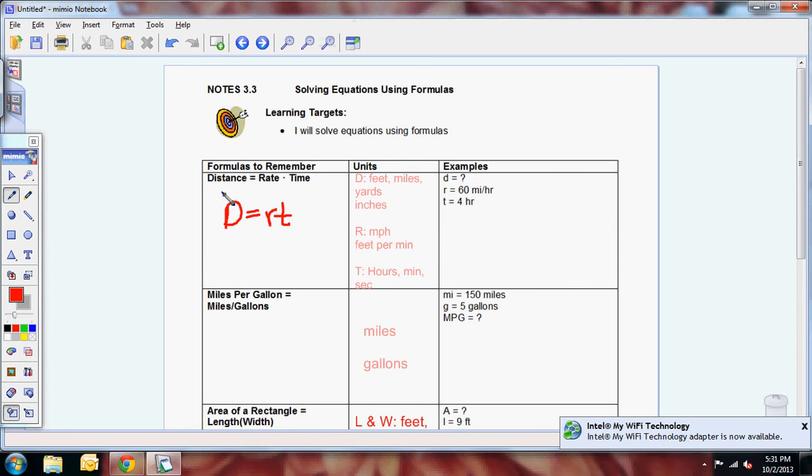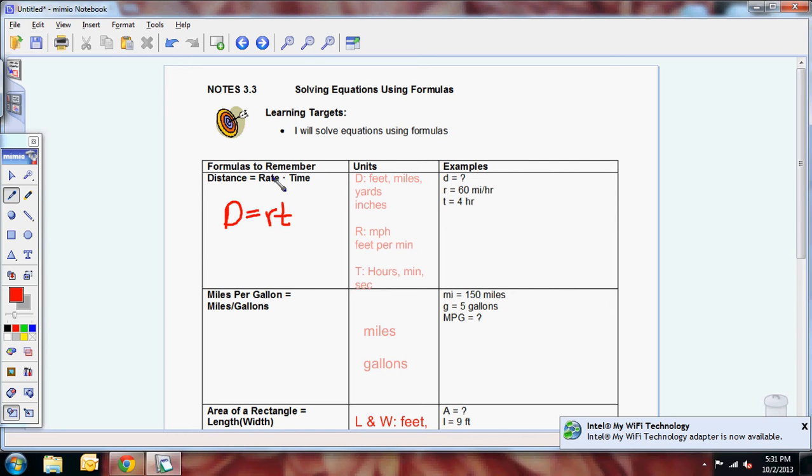It's how far you're going. So think of a road trip that you take or something like that. The units you might see when we're dealing with distance might be feet, miles, yards, or inches. It depends on where you're going. So those are the key words to look for when you're dealing with distance.